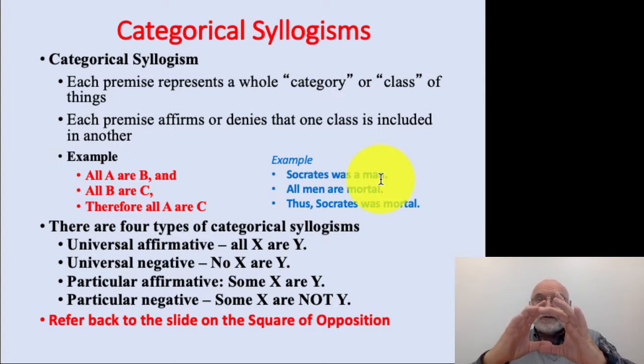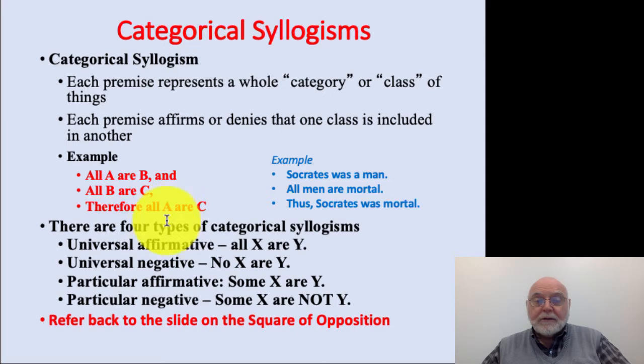As a universal too, Socrates was a man. And then we bring in all men are mortal. And so we can make a conclusion: Socrates was mortal. Even though the word "all" is not used, you can still structure it. But the fundamental model is all A are B, all B are C, therefore all A are C.